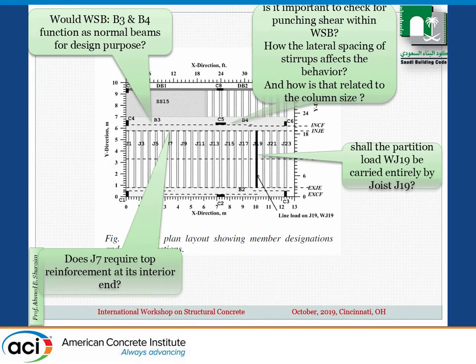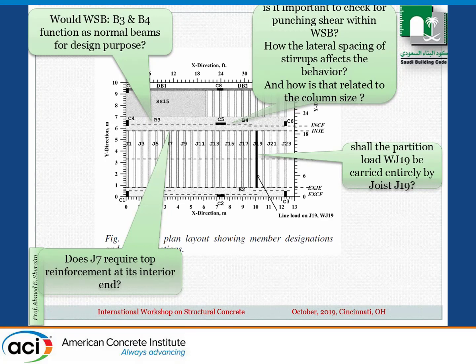Again, what about this beam, what I call here B3, B4, which is the designation here? Are they acting as a beam in the sense of shear, for the stirrups, for everything? And what we found is, no, it's not the case.